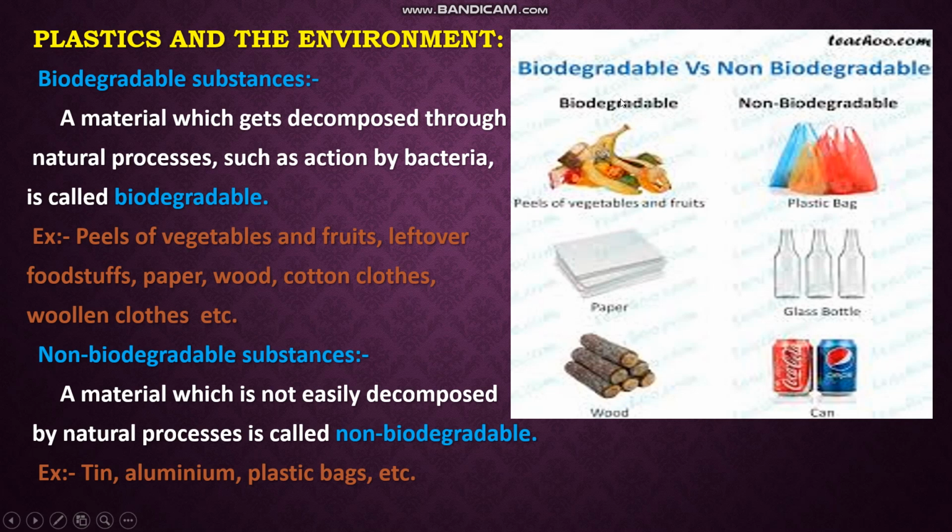Here you can see a few examples of biodegradable and non-biodegradable substances. For example, peels of vegetables and fruits, paper and wood are all biodegradable substances. Plastic bags, glass bottles, and aluminium or tin cans are non-biodegradable substances.